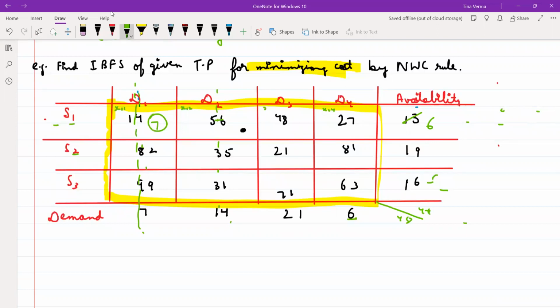Now what is your minimum cost? Next minimum cost is 21. You will do the assignment. Minimum of 19 and 21 will be 19. So it will cut your row, and here you will have 21 minus 19, that will be your 2. Now what is the next minimum cost?